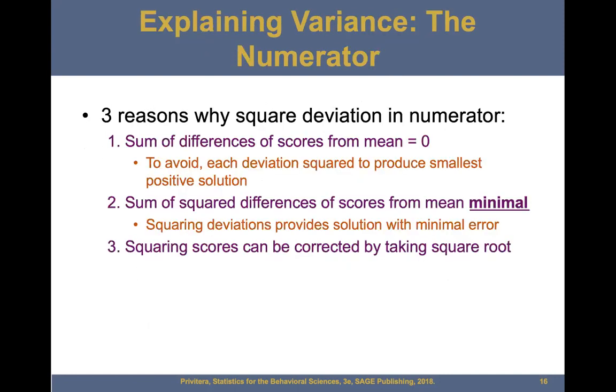So why do we do that? Three reasons. We square the deviation in the numerator. The sum of the differences of the scores, remember from last week, is 0 if we don't square them. Remember when we got to 116 on the worksheet?